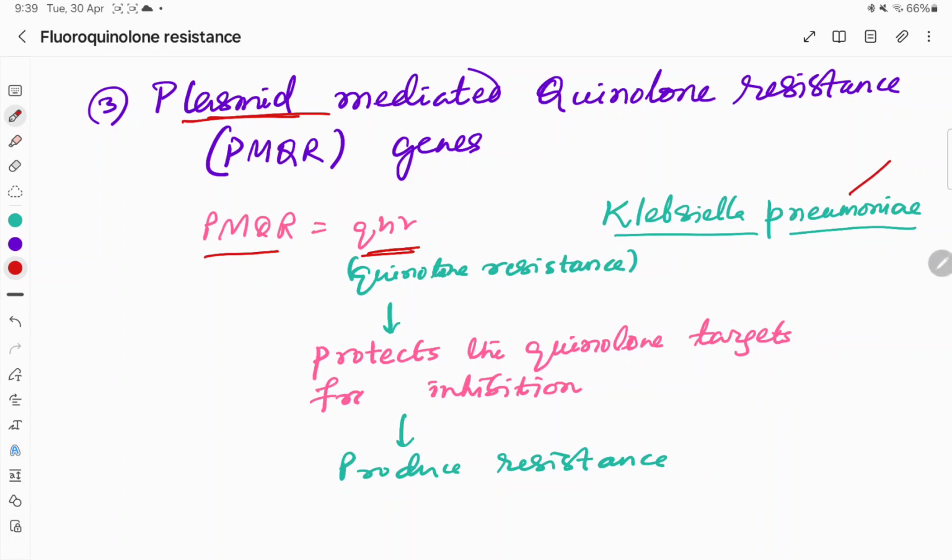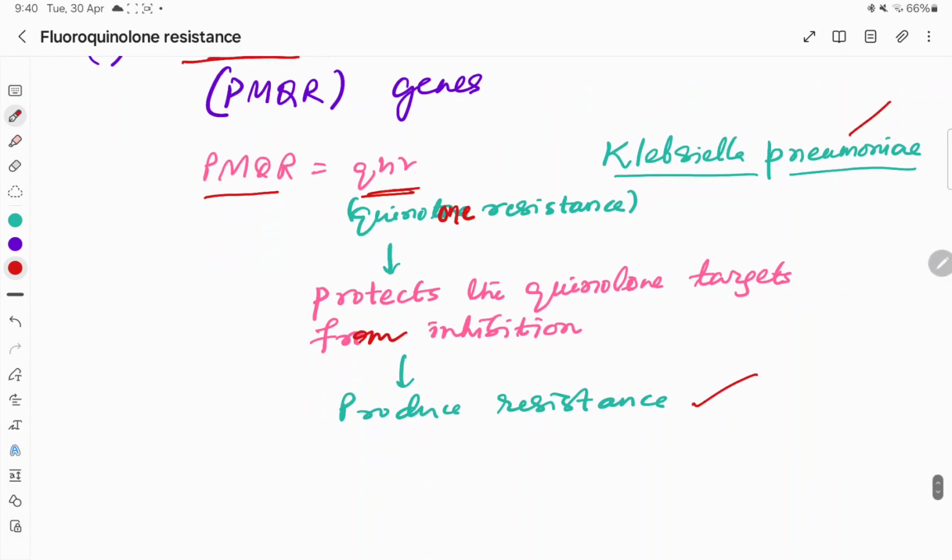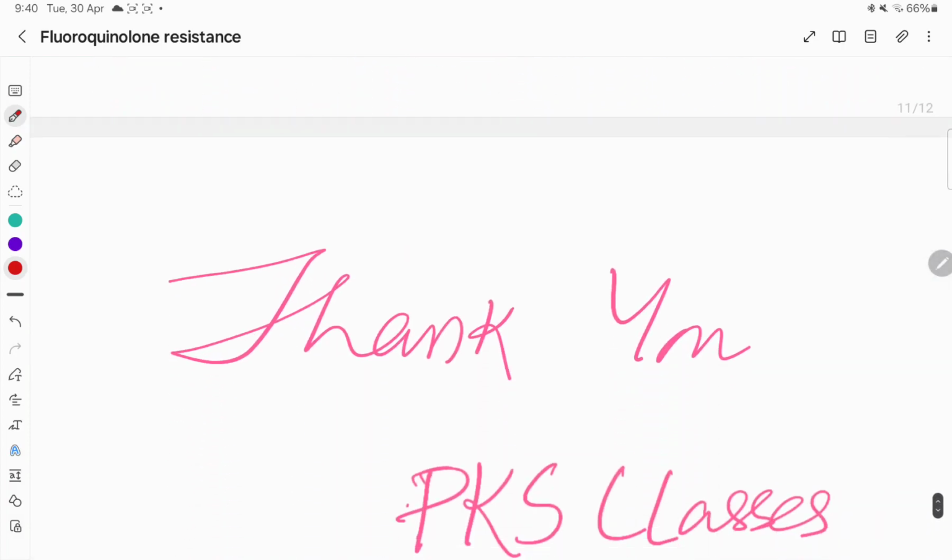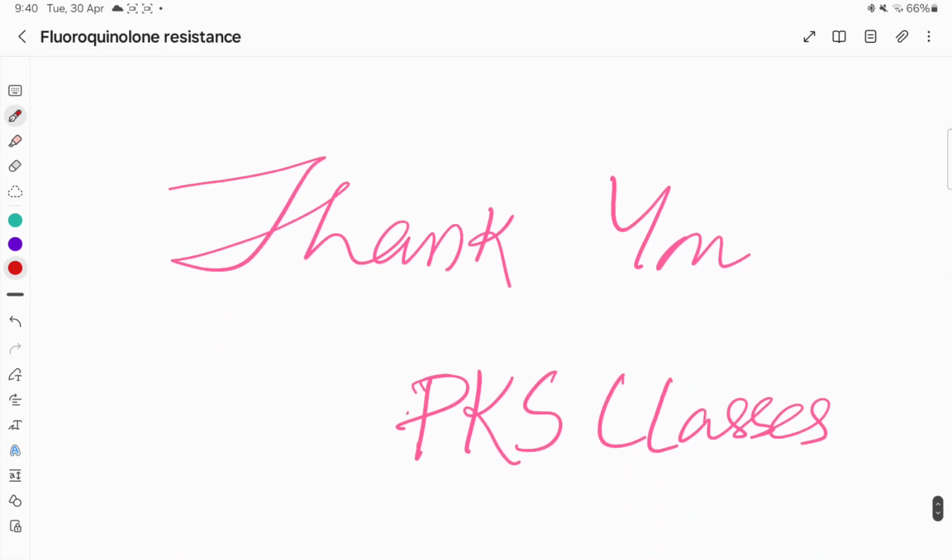Because of that protection, the fluoroquinolones cannot inhibit the targets, so it protects the quinolone targets from inhibition, and hence the fluoroquinolones cannot bind to the targets, and that produces the resistance. So this is all about the mechanism of fluoroquinolone resistance.